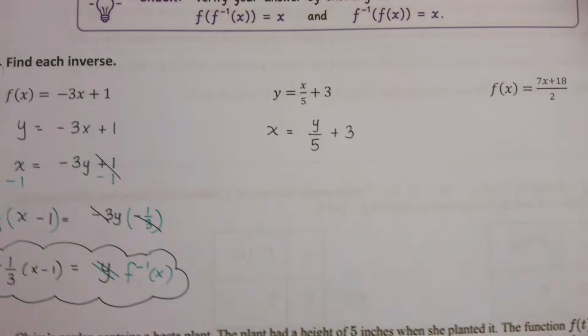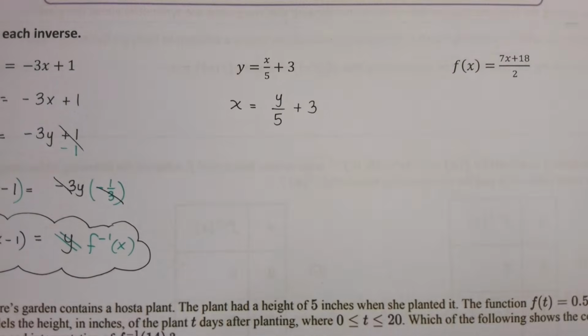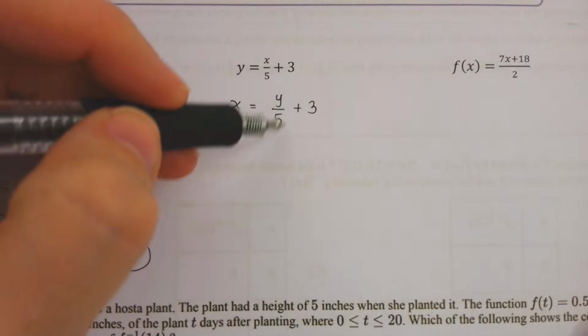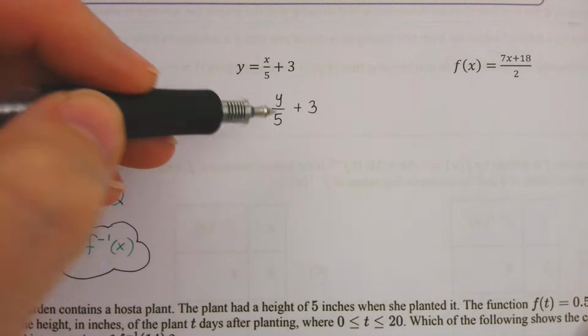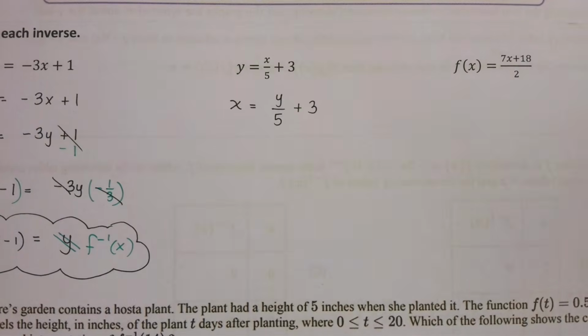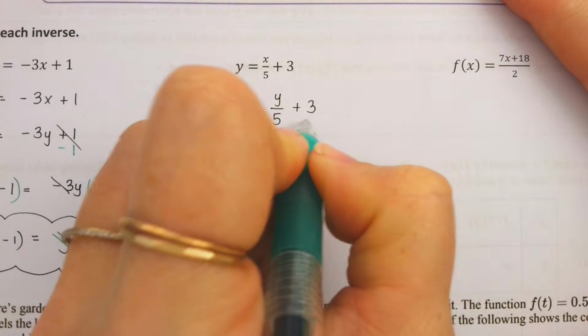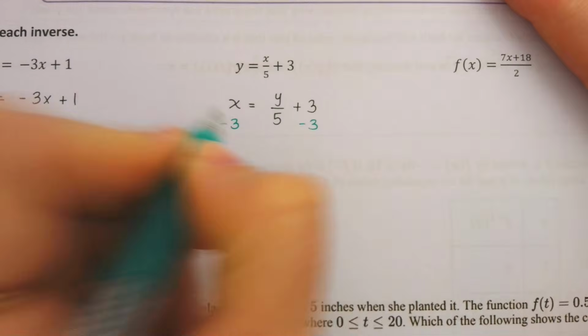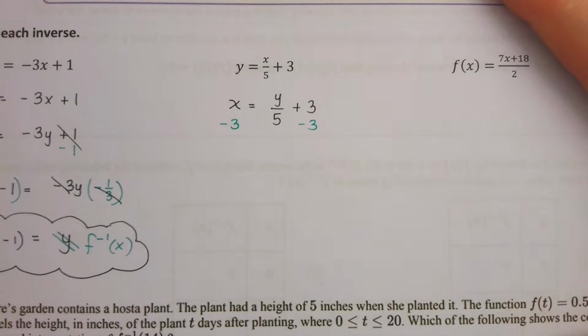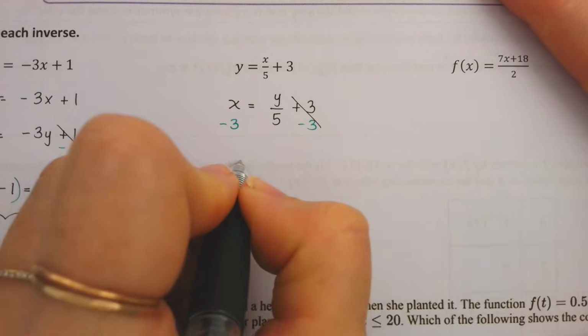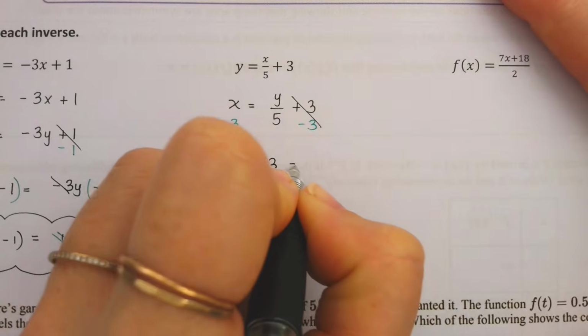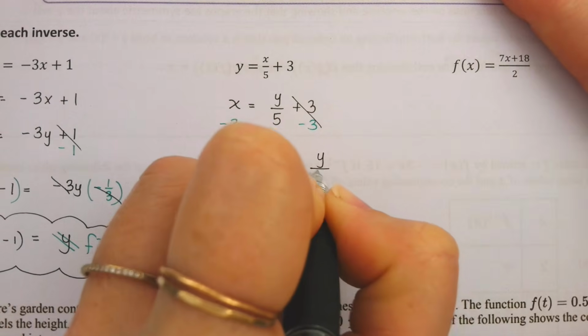Okay, and then we're going to start working on getting our y by itself. So first thing I would do would be what? Not yet on that one. We have to isolate the term with the y in it first. So we got to get this y over 5 by itself first. So first step would be subtract 3. We'll subtract 3 on the left. That gives us x minus 3 equals y over 5.